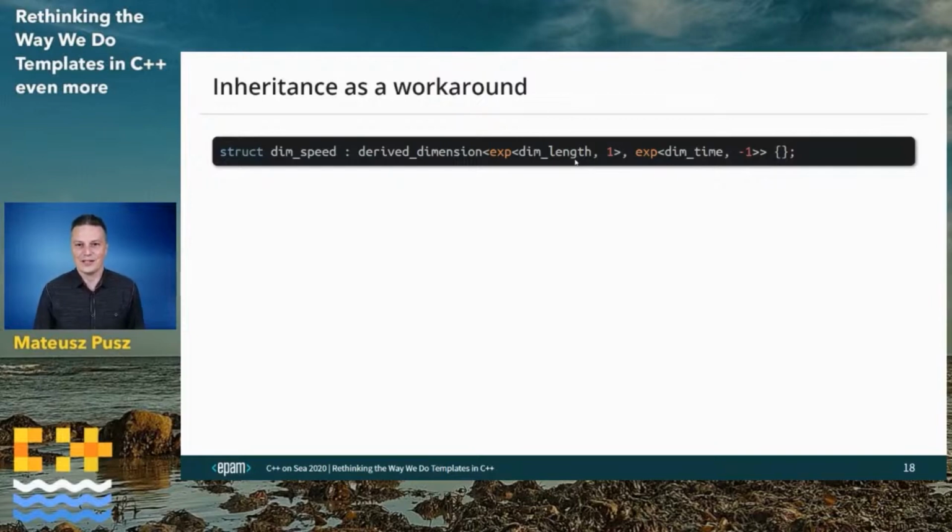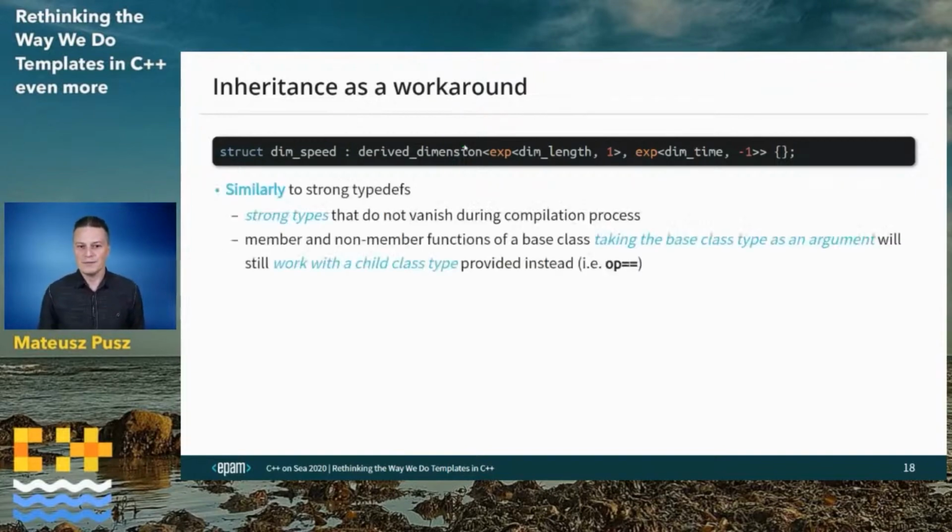And also, it's questionable if we should inherit in a non-polymorphic way from, let's say, a smart class, a smart type. But in this case, those are only tag types without any implementation, without any functions, actually, not even special members. So they are empty inside and have no data members. So in these cases, we can just assign strong types to their instantiations. Similarly to strong typedefs, they do not vanish during the compilation process. Member and non-member functions of such a base class, basically taking this base class, will also work with the child class, because this is how inheritance works, right? You can always provide a derived class to an interface requiring the base class, and it works.